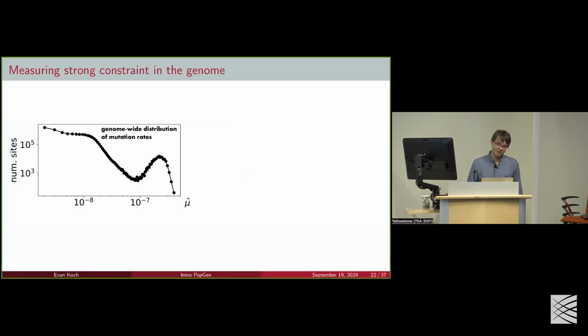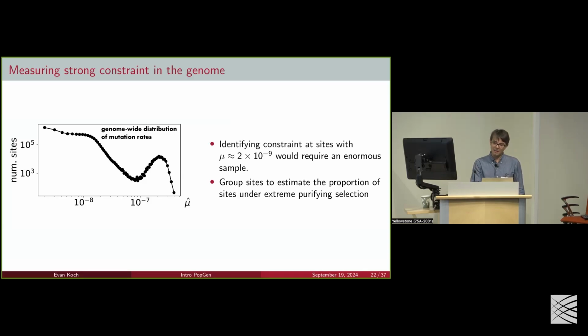Right, so now we want to measure strong constraint in the genome. What are we going to do? Well, a large fraction of the genome has mutation rates that are on the order of, let's say, 2 × 10⁻⁹ per generation. And so if that's close to lethal, that's your frequency in the population. And that would require an enormous sample size to say with any confidence that this mutation was actually having these strong fitness effects. And so we still need to group sites in order to estimate the proportion that are under this extreme purifying selection.